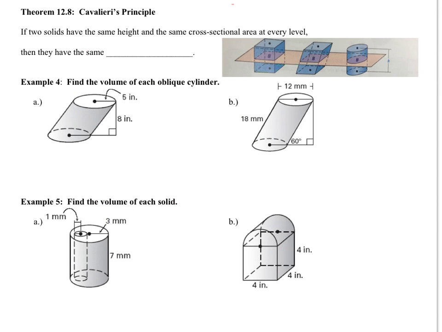Theorem 12.8, Cavalieri's principle, states that if two or more solids have the same height and the same cross-sectional area at every level, then they have the same volume.